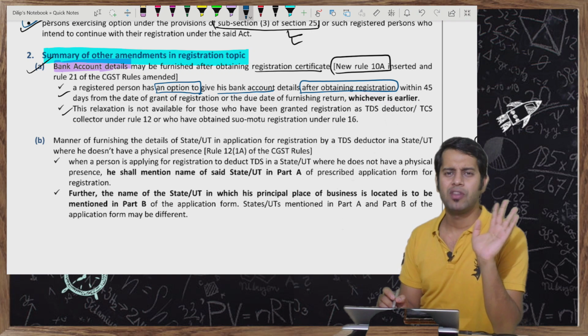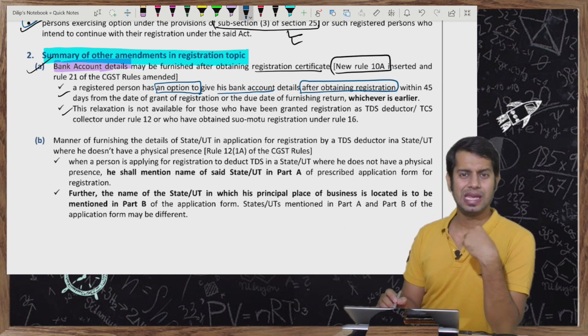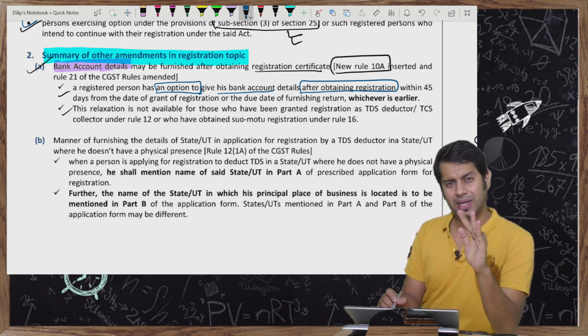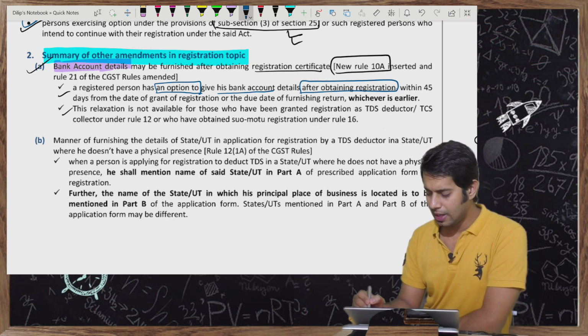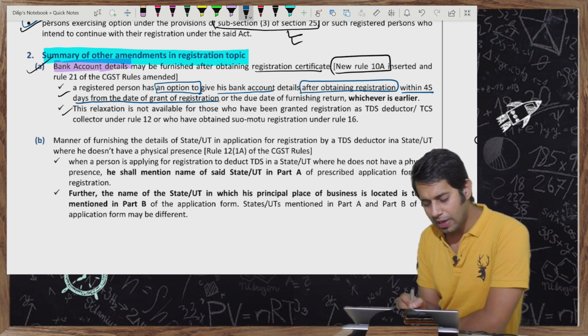Sir, I already have a bank account, sir. Can I give this bank account details at the time of registration only? Definitely. But if I don't have, then after registration, within 45 days from the date of grant of registration.